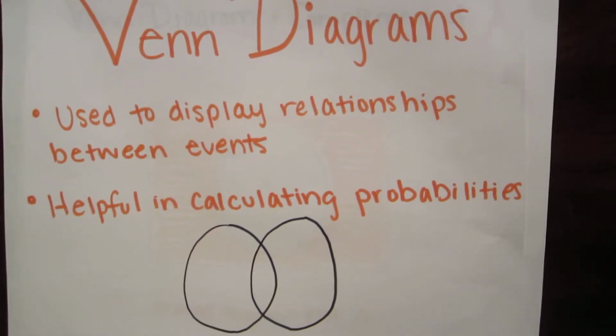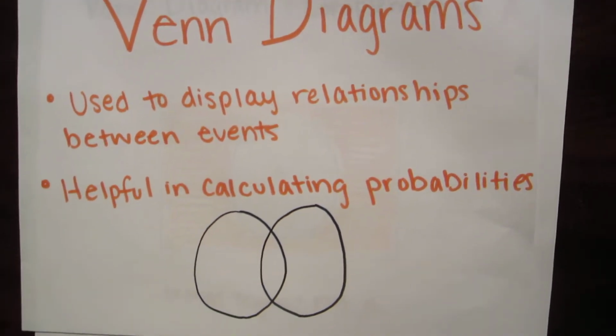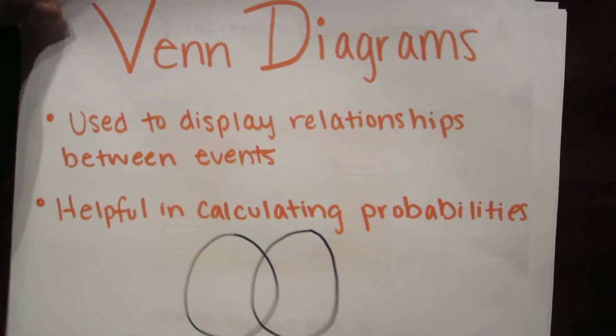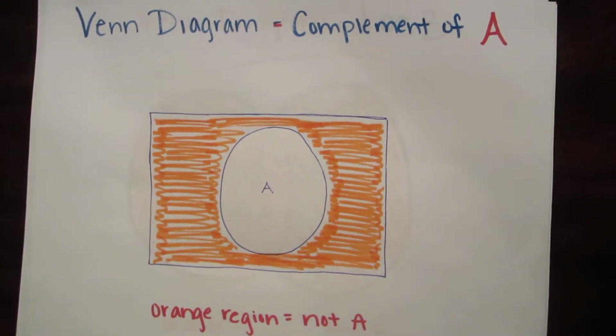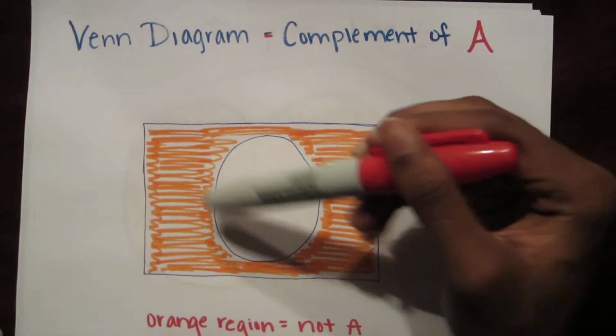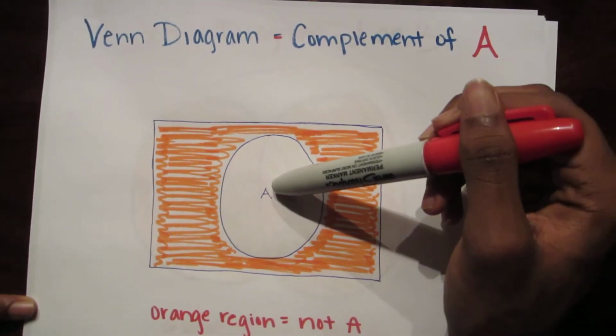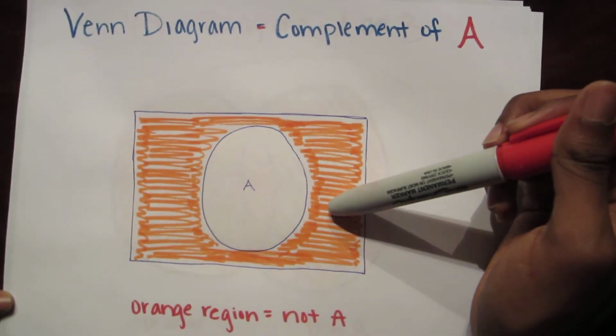Venn diagrams are used to display relationships between events and are helpful in calculating probabilities. So the first example of a Venn diagram is the complement of A. Notice how the orange region, which is not touching the circle of A, represents not A. So the orange region represents not A.